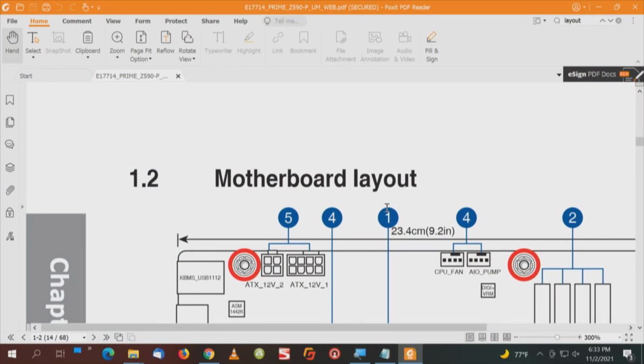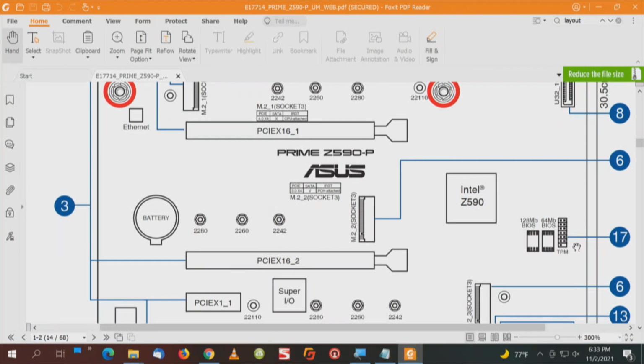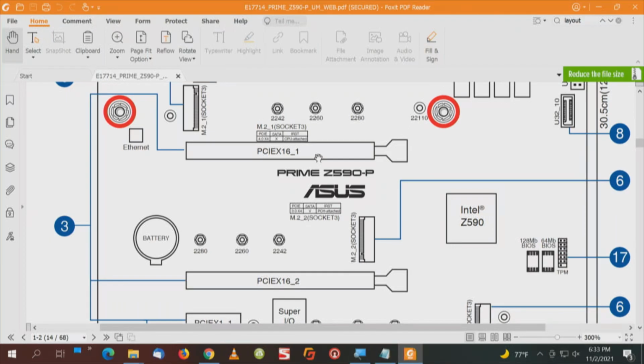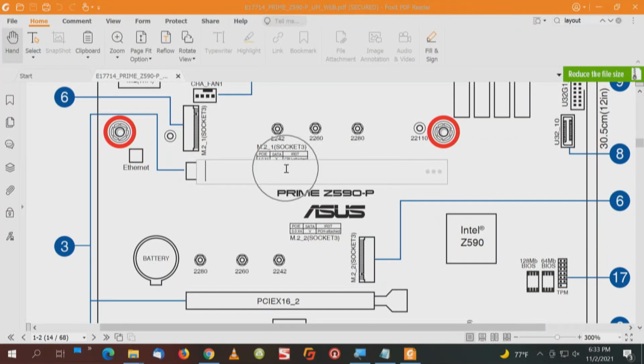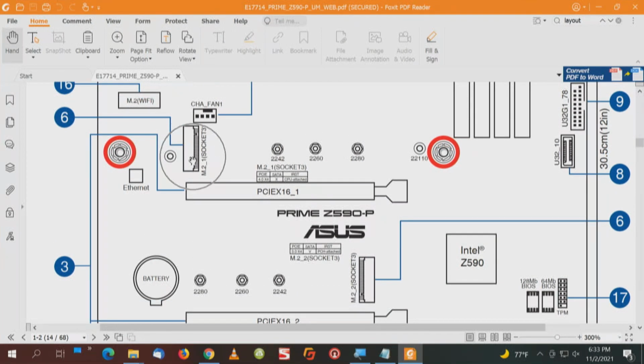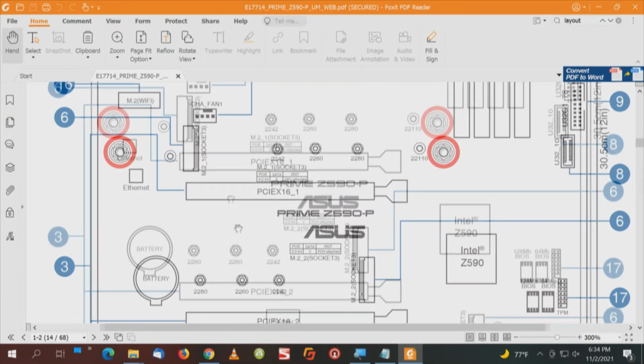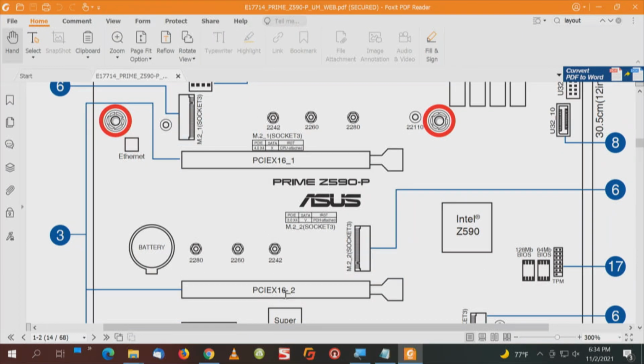Okay, motherboard layout on page 14. Okay, we have PCI Express x16_1 and PCI Express x16_2. PCI Express x16_1 is to the CPU, and M.2_1 is also to the CPU. As long as you're using PCI Express 4, you have those 2 resources. Okay, there's 16 lanes, there's 4, that makes 20. And PCI Express x16_2 mechanically is a 16-lane slot.